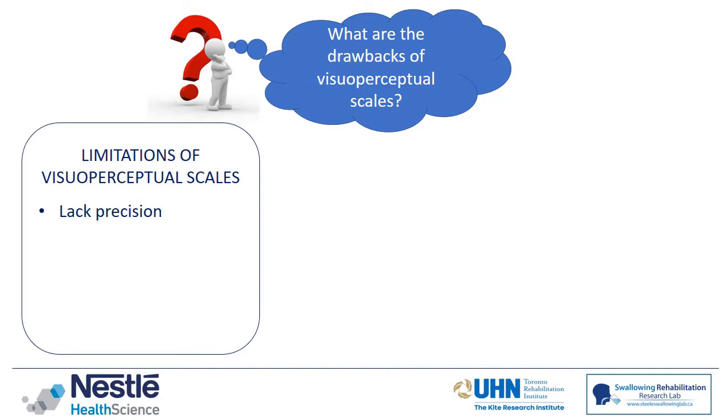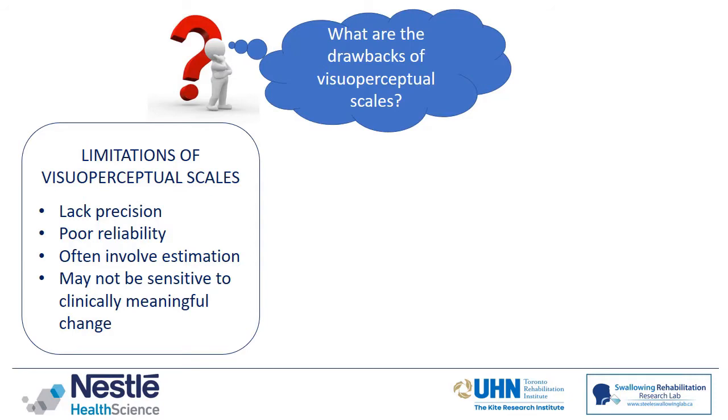First of all, they lack precision, and it is difficult to calibrate judgments across clinicians, particularly when residue may be hovering around a boundary between two categories, such as mild and moderate. Many of these scales rely on estimation, either of the percent of the bolus that is left behind, or of how full a space in the pharynx might be. And probably most seriously, these judgments may not be sensitive to clinically meaningful change.